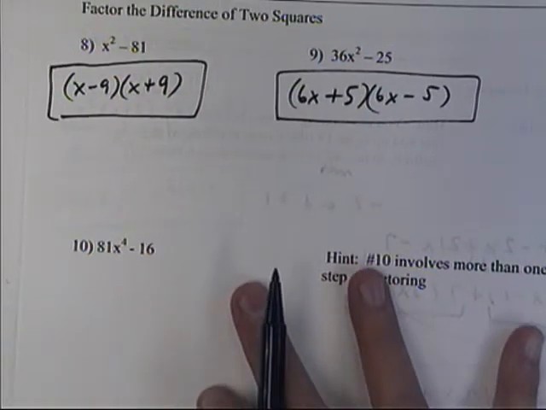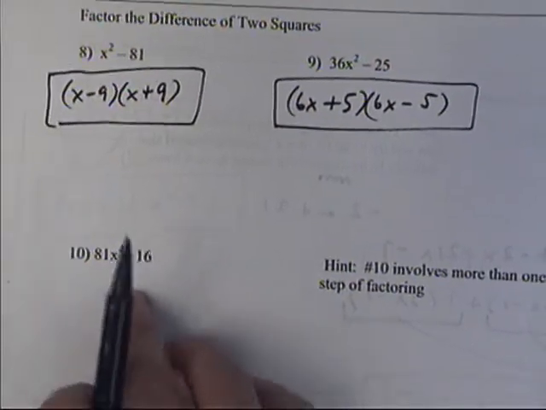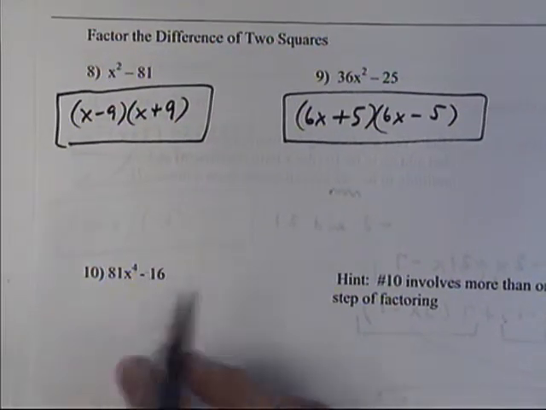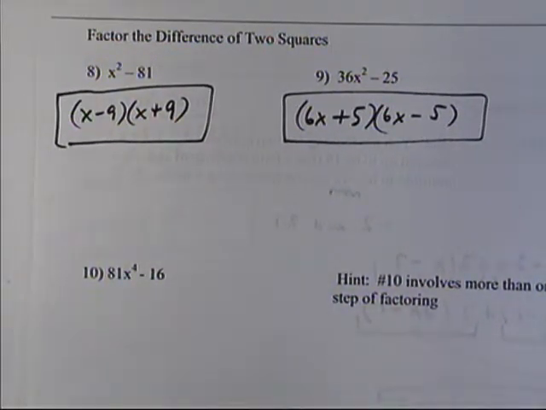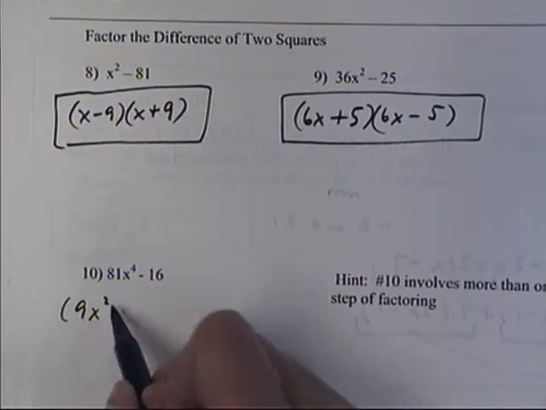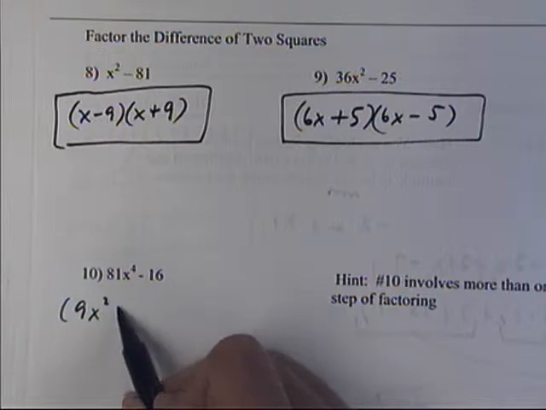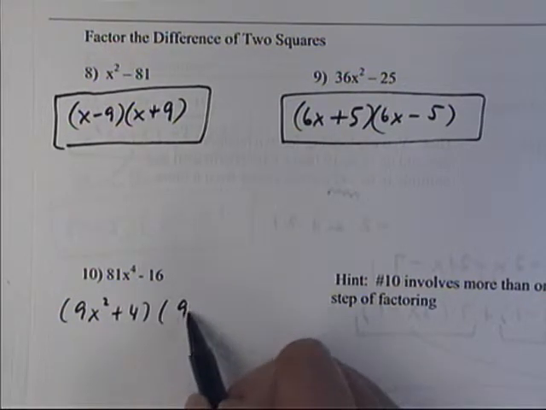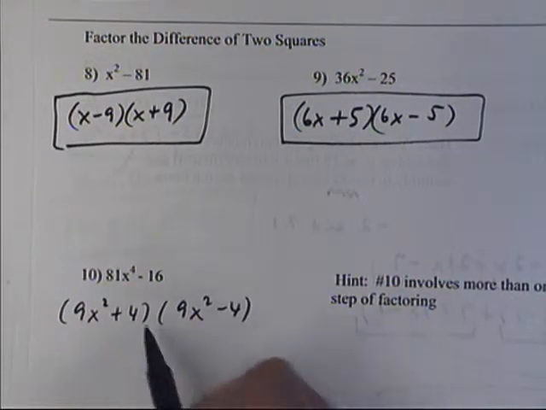This is still a perfect square binomial. Same thing down here. If you have 81x to the 4th minus 16, you may not think of an x to the 4th as something squared, but it is. x to the 4th is x squared squared. So basically you would have 9x squared plus 4 and 9x squared minus 4.